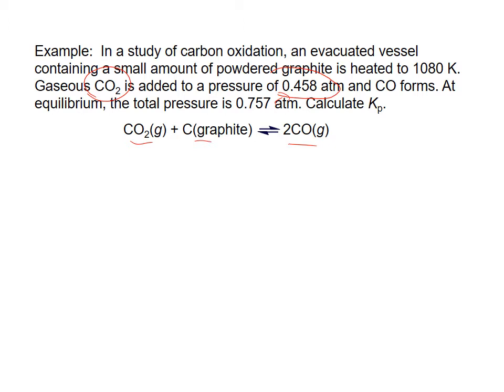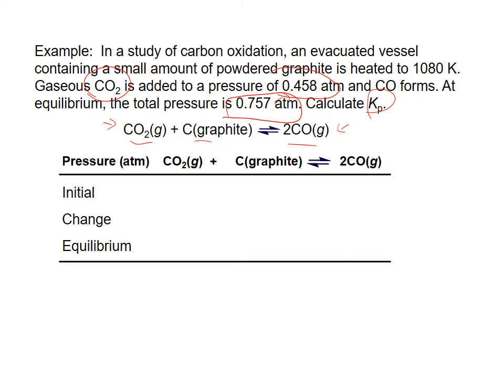Also, it tells you at equilibrium, the total pressure is 0.757. So this question does not tell you directly what the pressure is for the reactants or for the product, and therefore you cannot calculate Kp unless you can find out the equilibrium pressure. So here is how we write the reaction table.